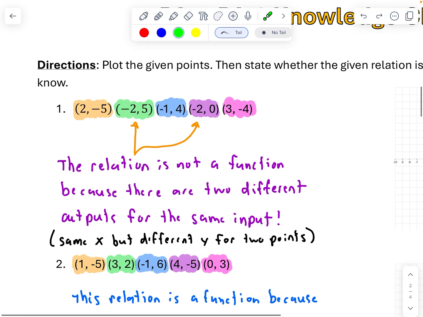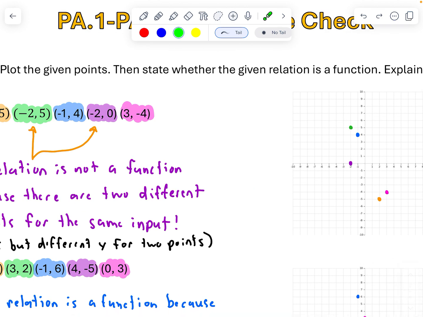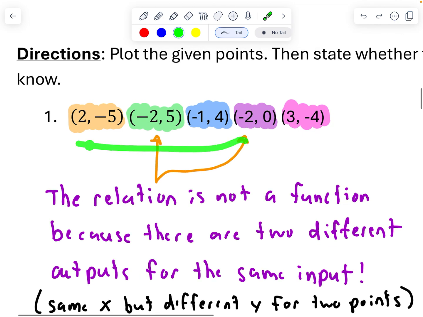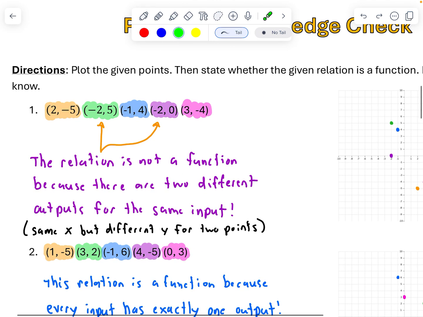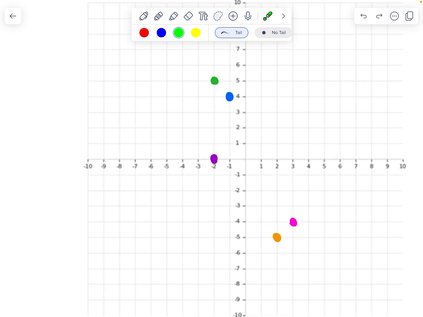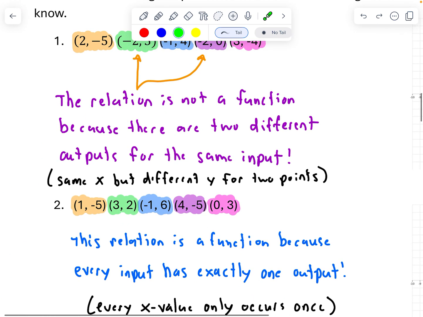Okay, so here I have you plot the given points just so you can visually see if it's a function or not. But really, you should be able to tell just from looking at these points. Graphically, do you have 2 points that are above each other? And we do. This green point and the purple point, one is right above another. That means you have 1 x for 2 y's, or 1 input that has 2 different outputs, or it fails the vertical line test graphically. So this one's not a function because there are 2 different outputs for the same input, or graphically you have the same x but different y for 2 points.